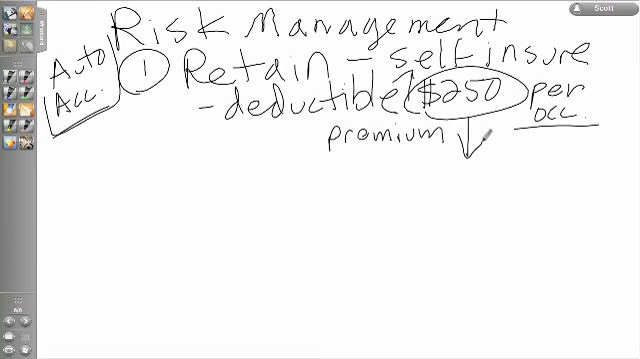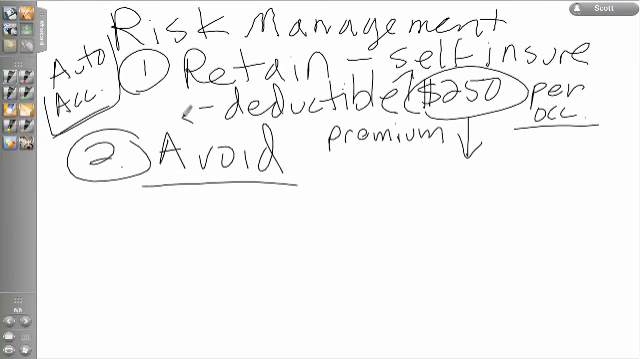That's pretty risky, because if I get involved in a car accident, I can hit a car full of nuns and total their car, and they all have to go to the hospital and get airlifted. And I could be on the hook for $1 million. Very risky. That's my first choice, retaining the risk. Second choice we see here in the book is to avoid the risk.